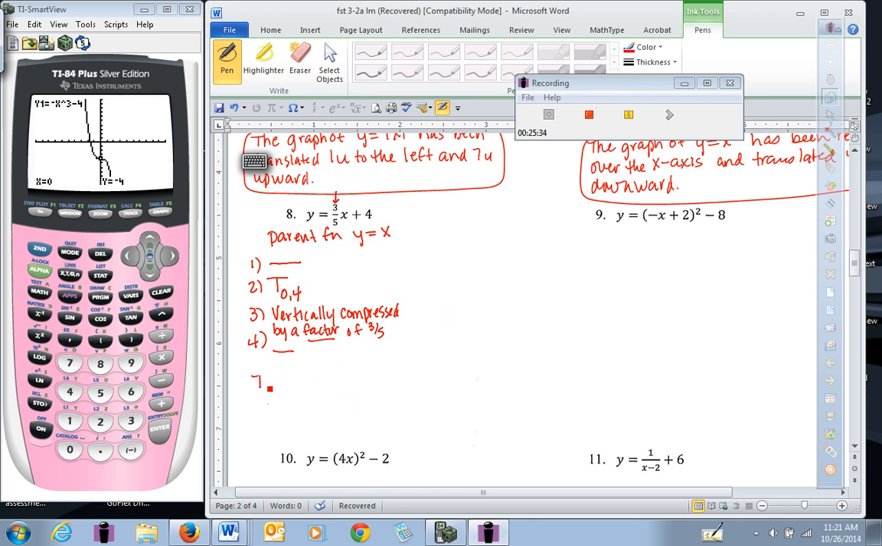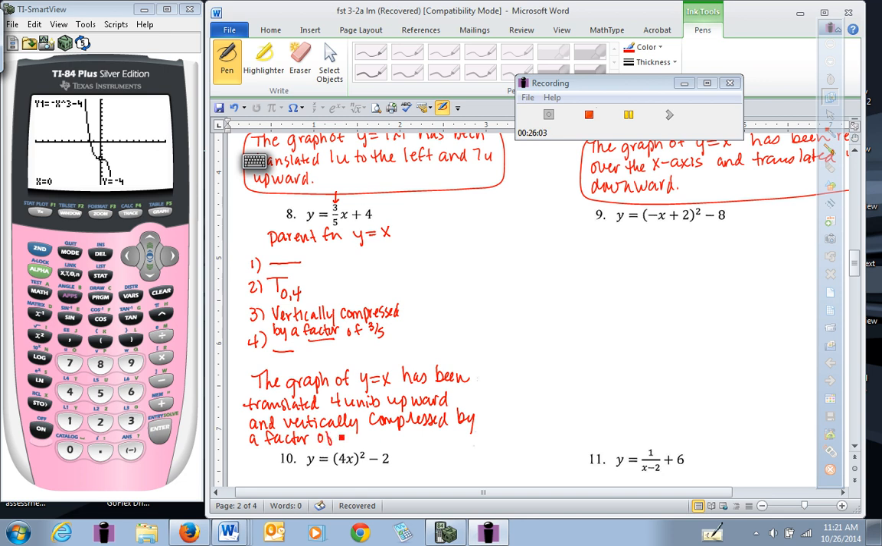Okay, so we're going to say the graph of y equals x has been translated 4 units upwards and vertically compressed by a factor of 3/5. So this is what our answer is.